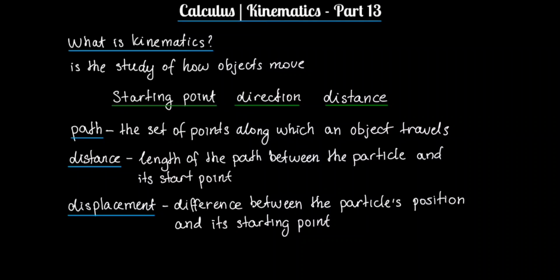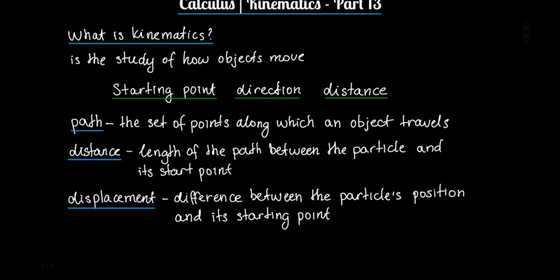Displacement is actually a vector quantity, as it tells you the shortest distance of the object from its starting point. Distance, however, is a scalar quantity, as it only tells you the length of the path the object has traveled.